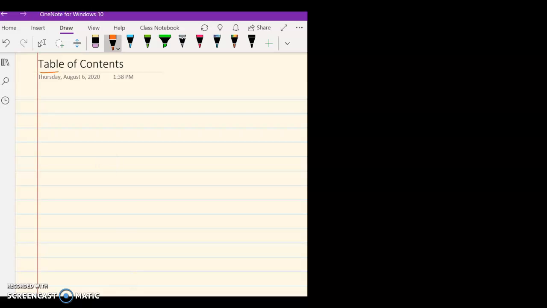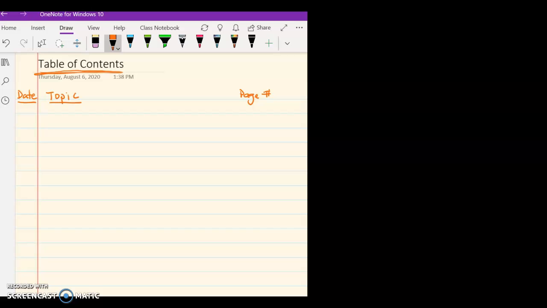Our table of contents is going to be our title. And we're going to have 3 columns on our table of contents. The far left-hand side past the margin is going to be the date. Then it's going to be the topic. And then over on the right-hand side, we're going to put the page number. And we're going to make sure to number our pages as we go along.